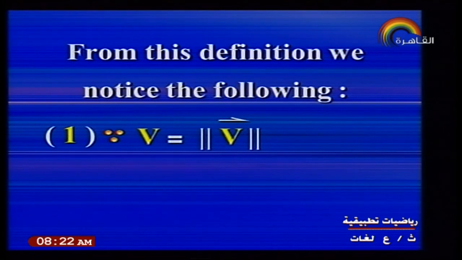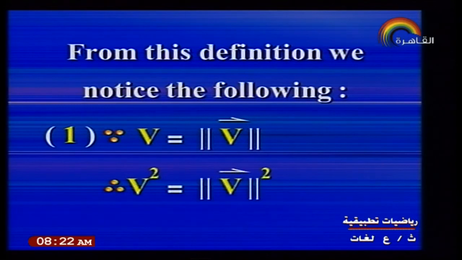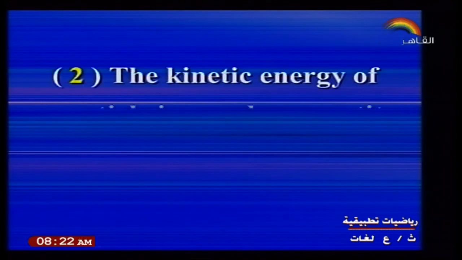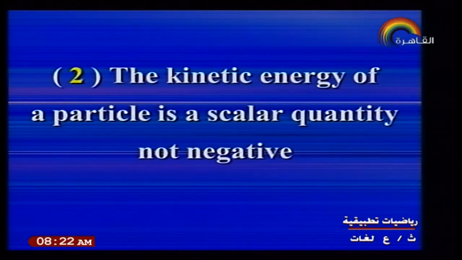The magnitude v equals the norm of the velocity vector v. V, or magnitude of the velocity, equals norm of the vector v. V square, magnitude of v square, equals square norm of vector v, equals v dot v. Kinetic energy of a particle is a scalar quantity, not negative, must be positive or equal 0.